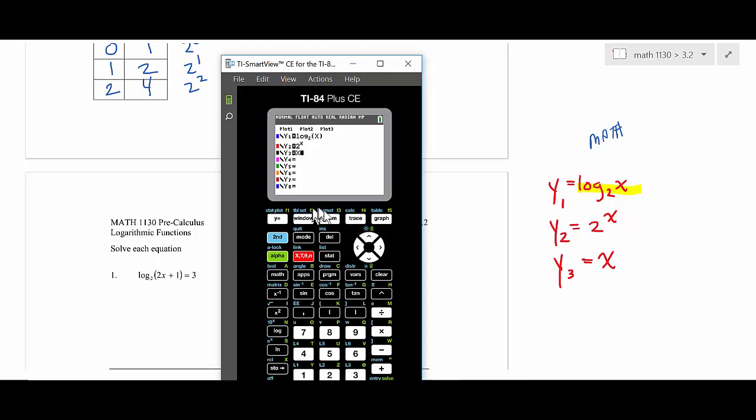So now if you've got everything in, just go zoom 6 for a standard window. And this is what I've been showing you tonight so far. So the blue graph is the logarithm. The red graph is the exponential.